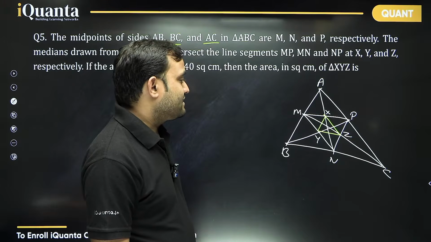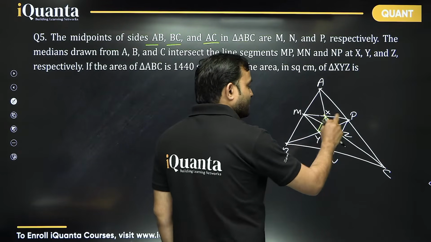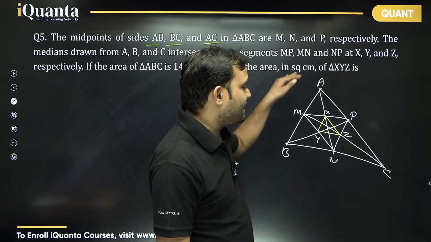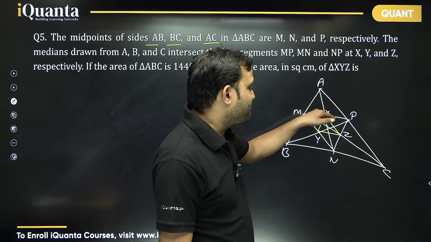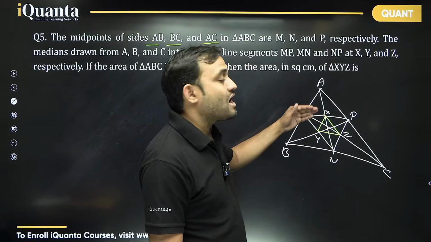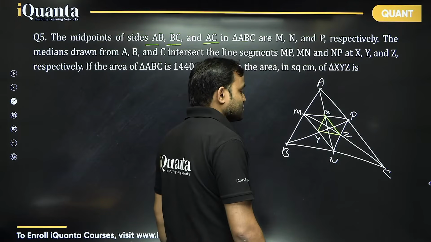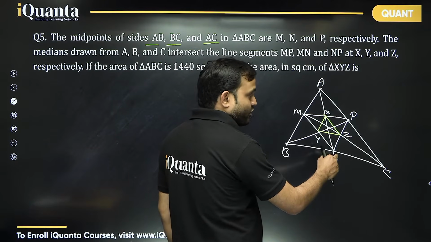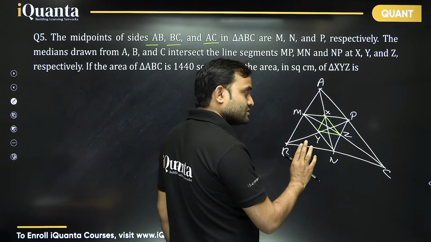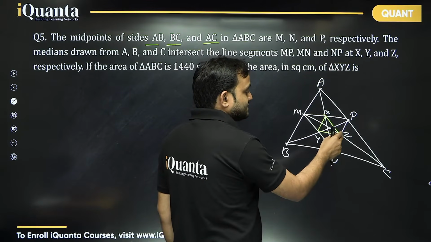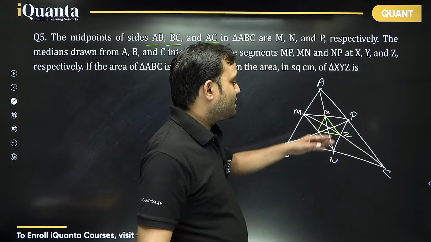Can I say that M and P are midpoints of AB and AC? That means MP will be parallel to BC and half of it. MP will be parallel to BC. In that situation, if N is the midpoint, X will also be the midpoint of MP. Similarly, Y will be the midpoint of MN, Z will be the midpoint of PN.